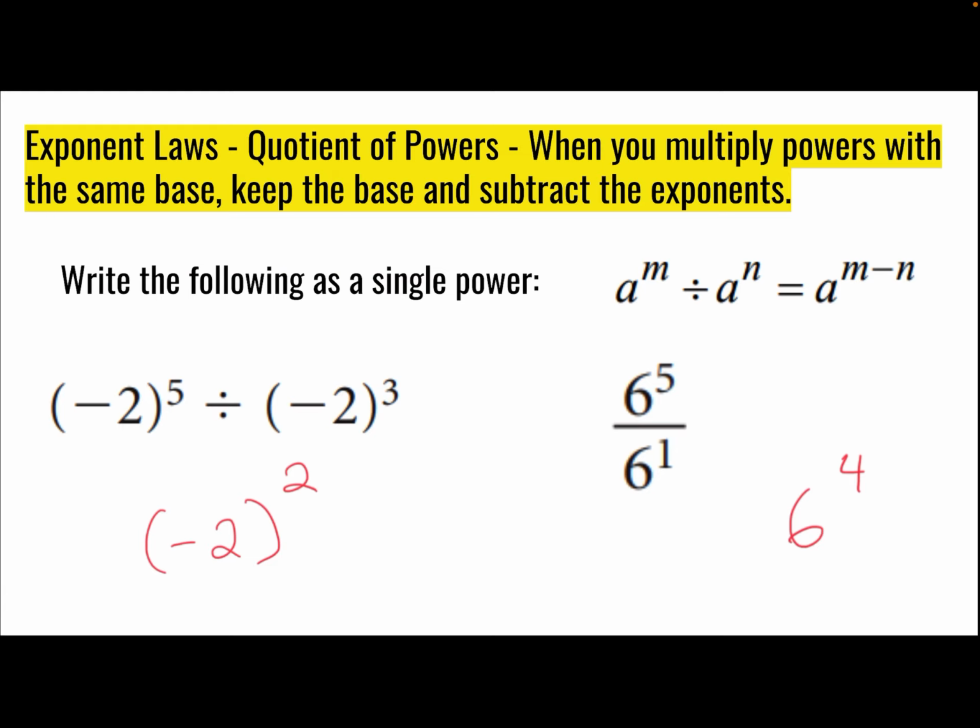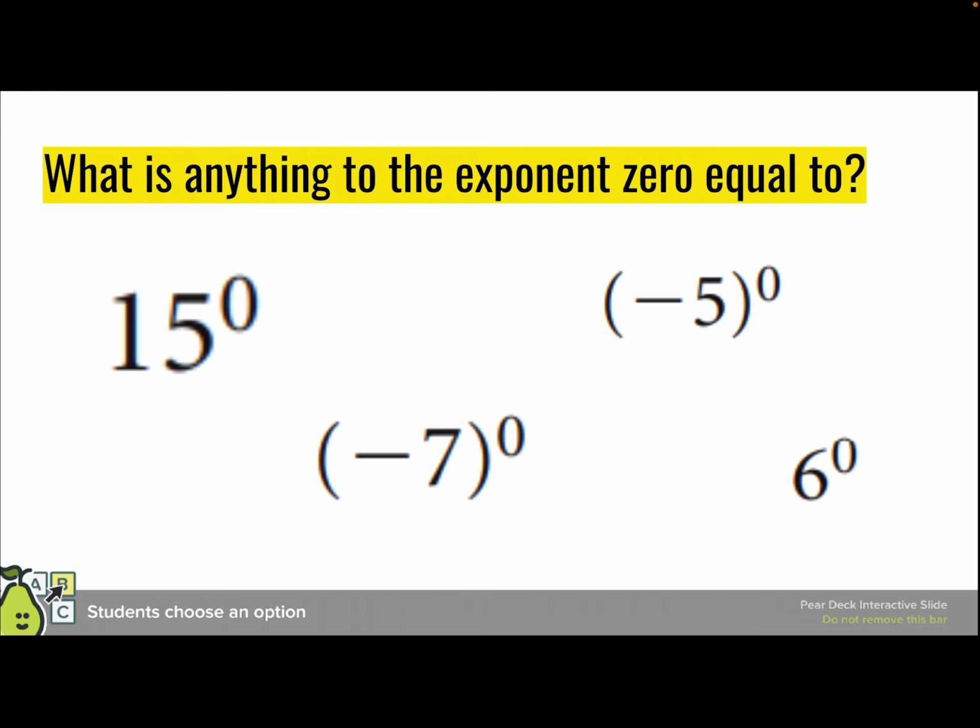So it's kind of neat because they're kind of like little partner laws, right? The quotient of powers and the product of powers. Okay, with multiplying you add, with dividing you subtract.